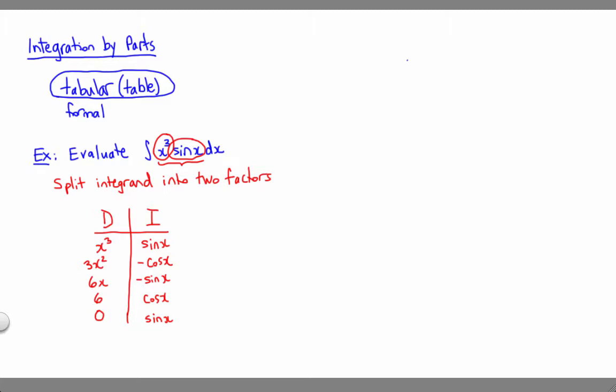Two more things we need to do. We need to form diagonal products in our table, and we need to deal with the signs. The signs are going to alternate plus, minus, plus, etc. So let's see how that looks in our table. Going back to our table, we're going to form diagonal products going from the upper left down to the bottom right.